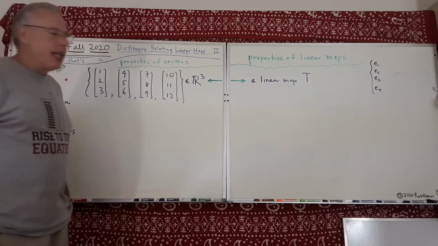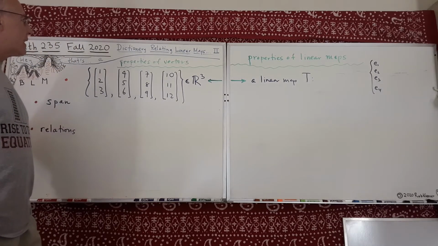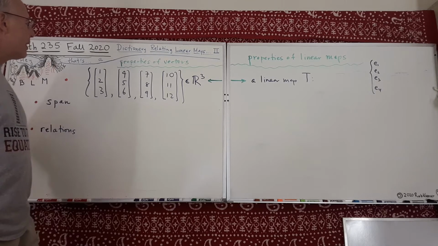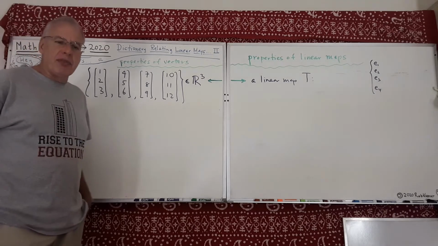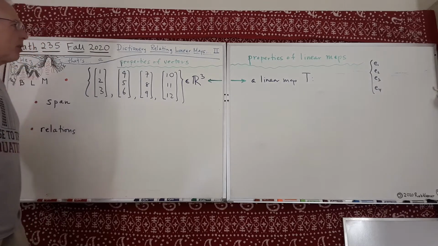It's been a bit. I wanted to come back to the dictionary that relates linear maps to properties of vectors, properties of maps to vectors. And this is an example I did in class for my students, but I thought it'd be good for review to just look at it a little more carefully.